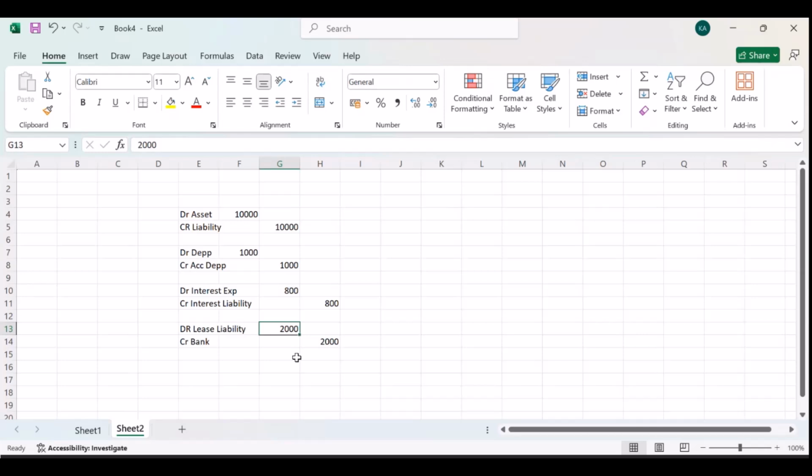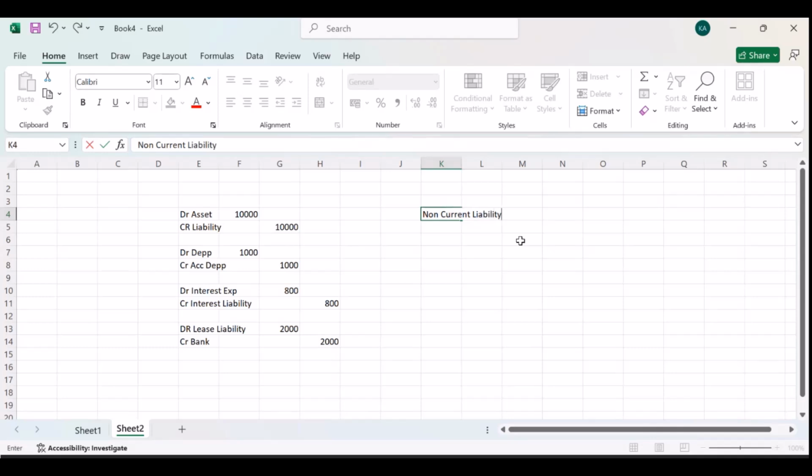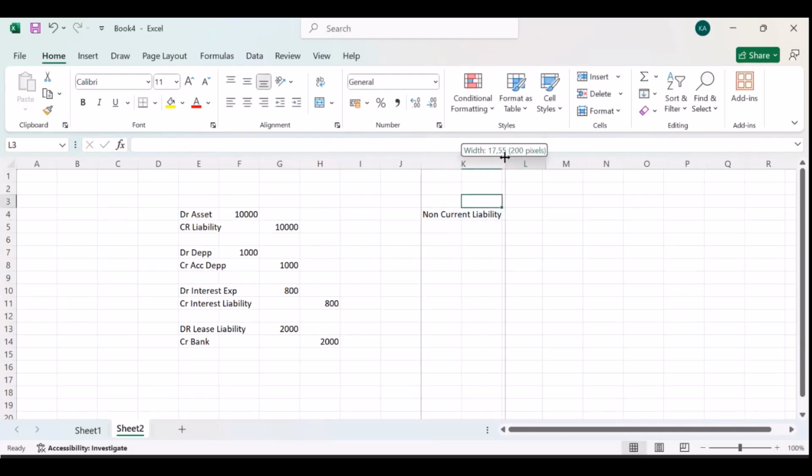So on your balance sheet, after the payment, what will be the amount of your liability? Your liability, that is in your balance sheet, where we have non-current liability. What do you think the amount will be for the non-current liability? The liability for your lease, what will it be? Based on the journal entries that we have passed, what will it be on your balance sheet? The final value.